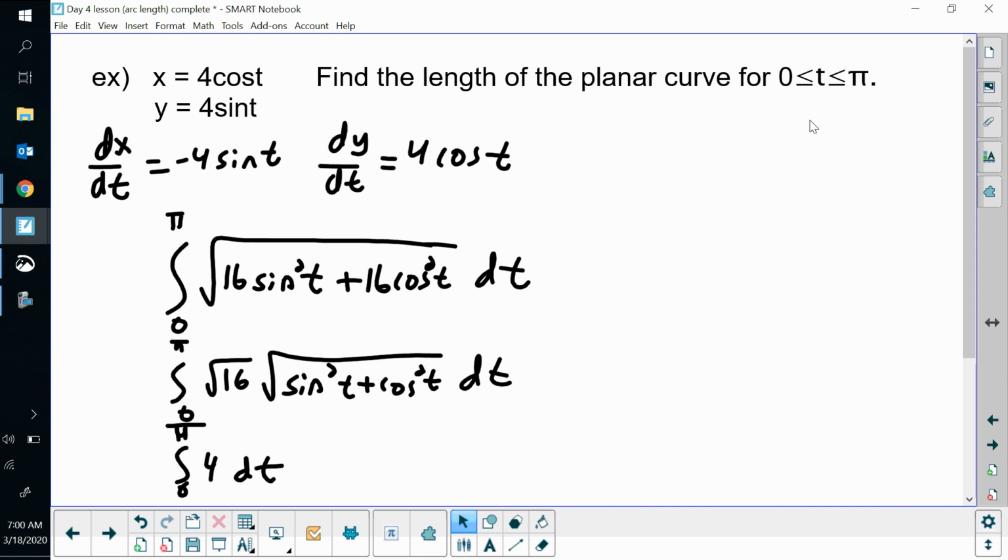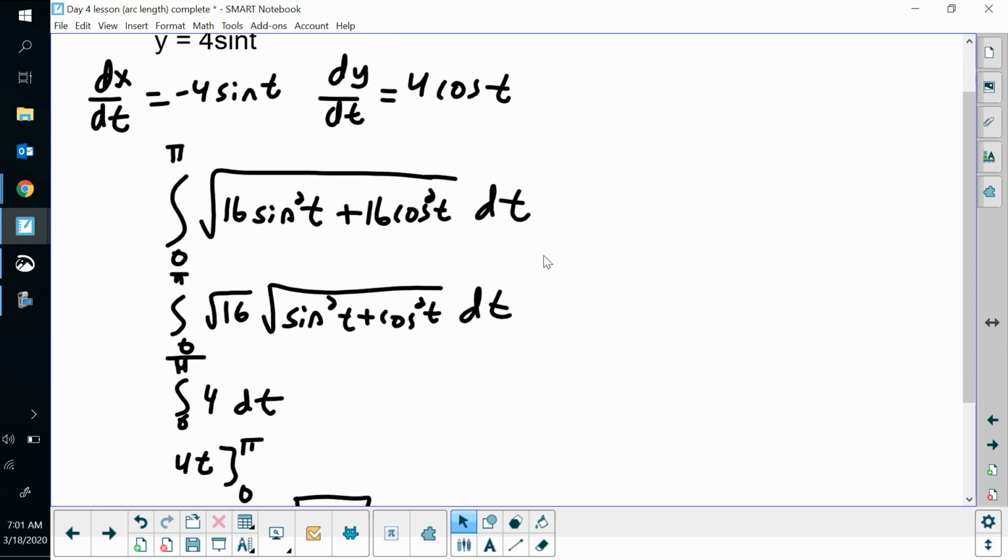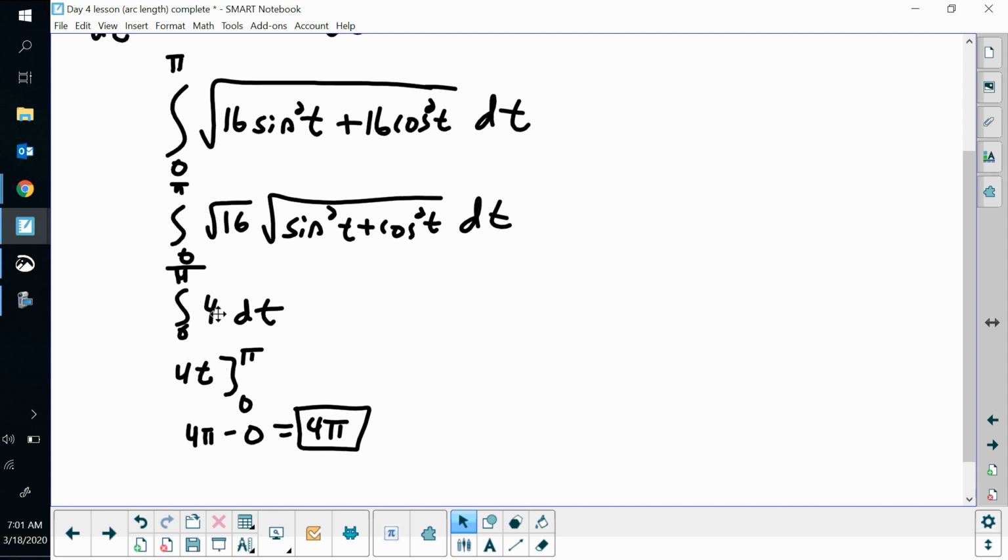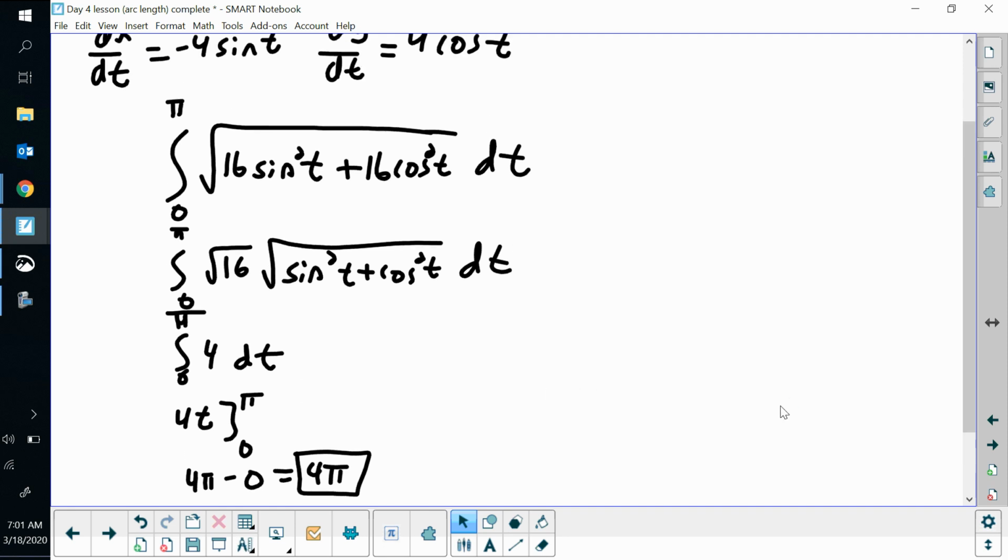All right, so we want to find the length of our planar curve from 0 to pi. So we'll take the derivative of our x part, negative 4 sine t, derivative of the y part, 4 cos t. So we'll have integral from 0 to pi. We'll have our x part squared, so we get 16 sine squared t, plus our y part squared. Well, notice if we pull out a 16, sine squared plus cos squared is just 1. So this becomes just 4. Antiderivative 4t, sub in, you get 4 pi. So that's not too bad there.